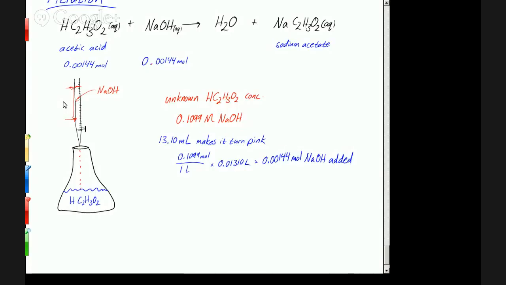And then assuming we know how much acetic acid is here, we now know how many moles, and we know the volume, and so we can calculate the concentration of the unknown acetic acid. In this experiment, I think you're supposed to add exactly 2 milliliters of acetic acid. So if we know that there are 0.00144 moles, and we know that it's in 2 milliliters, then we can divide those and figure out what the molar concentration of the acetic acid is.